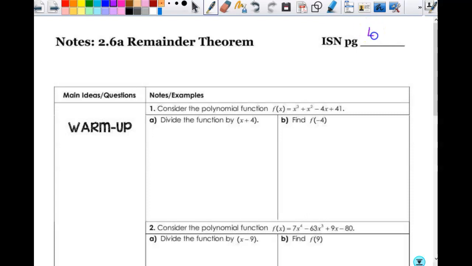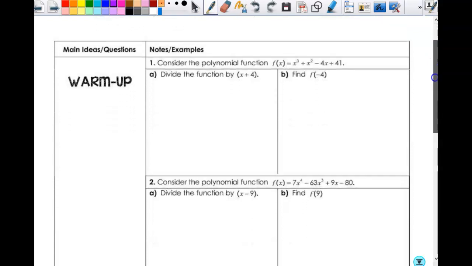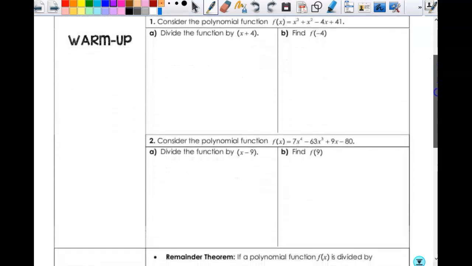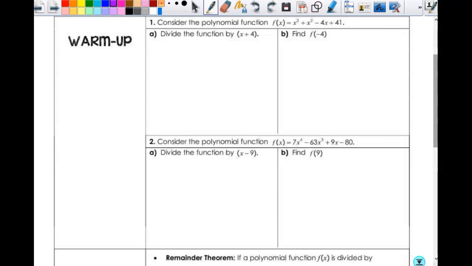All right, this is going on page 42 when we are done. So we're going to apply the synthetic division today, like one of the reasons we actually need to do it. But before we do this, we're going to do a little warm-up. We'll do it together. It says, consider this polynomial function.